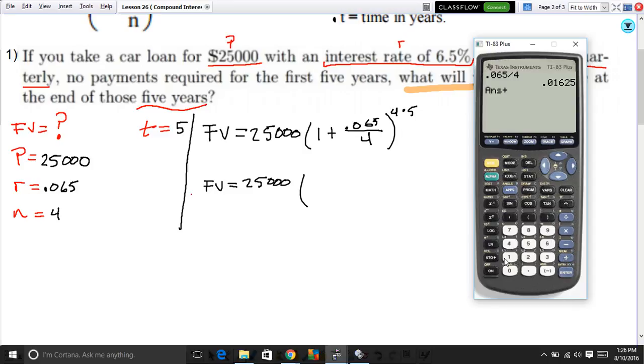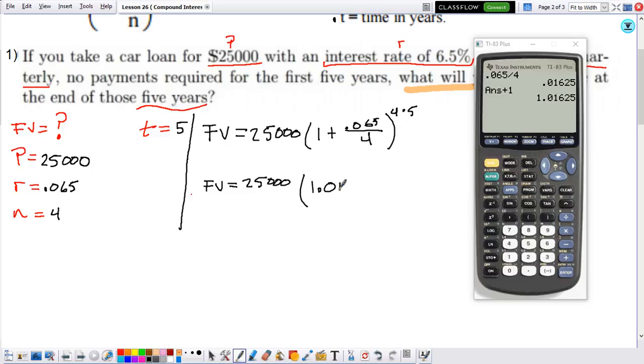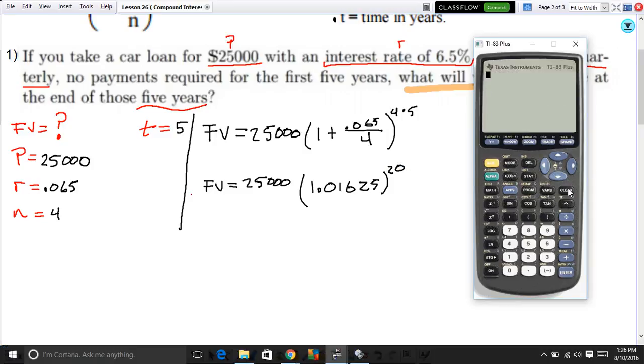Now I need to add 1. So that means that inside the parentheses, I have 1.01625, and 4 times 5, that's 20. Excellent. Now that I have this, just plug it in as it is in the calculator. So we're going to have 25 with 3 zeros, parenthesis, 1.01625, close parenthesis. Here's the button for exponent, so exponent 20.